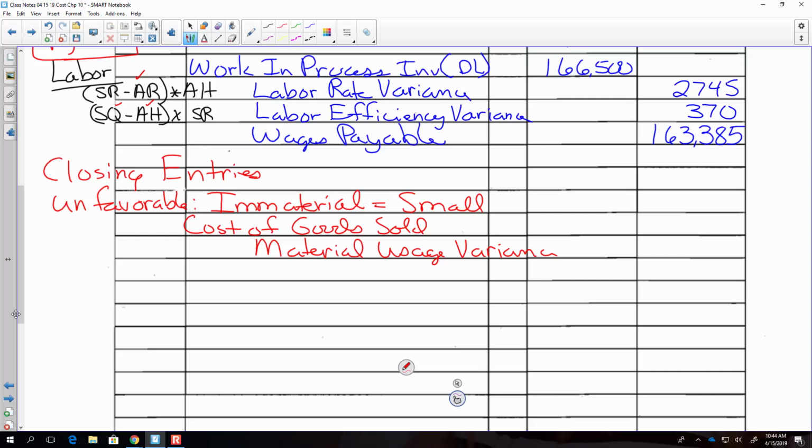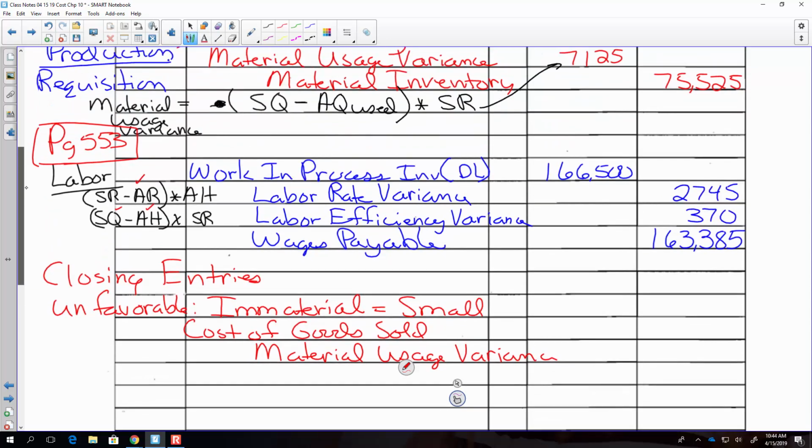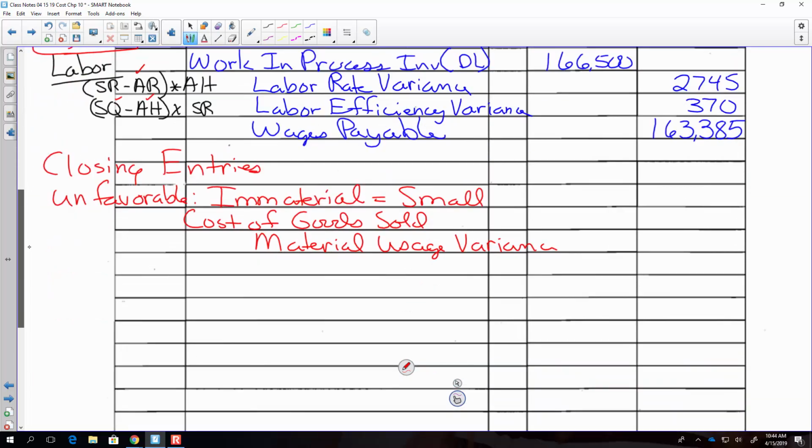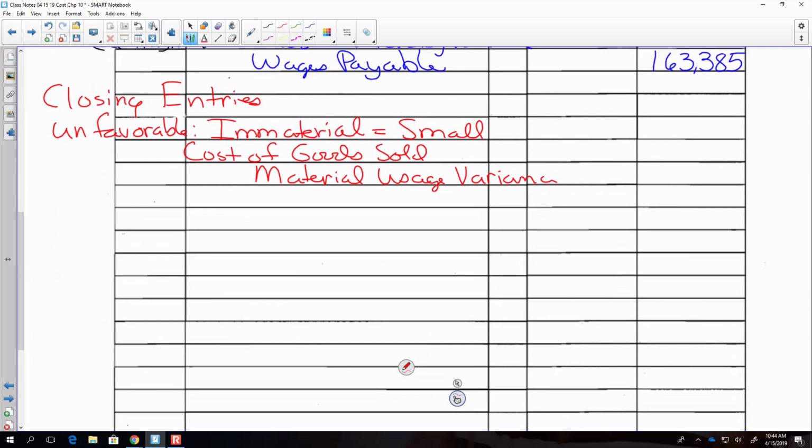Here again, a lot of mistakes happen because students reversed the entry, right? So they debit instead of crediting in this case. So unfavorable variances are credited to zero them out, make them zero. So remember, our goal here is to get rid of the variance quantities. They're temporary accounts. So we don't want to see a variance on our income statement. They go into cost of goods sold.